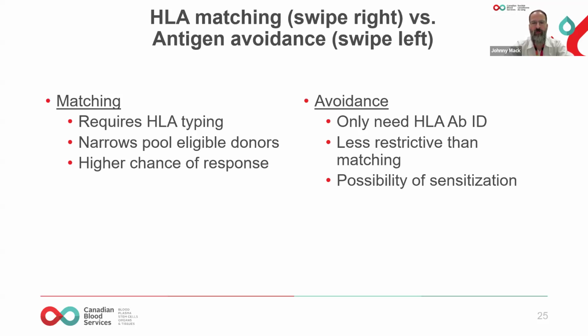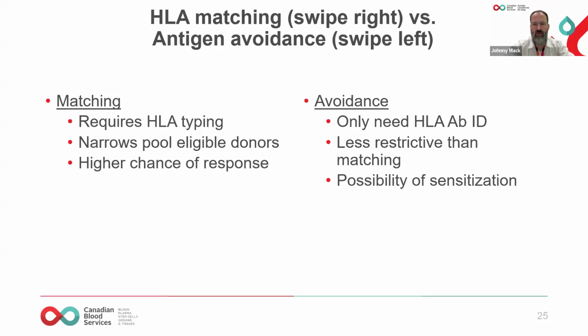The HLA antigen avoidance strategy has the advantage of only needing the HLA antibodies from the recipient. It's much less restrictive. If you're only going to be avoiding antigens and not insisting on a match for a donor, you have a bigger pool of donors to select from, but it has the downside of leading to potential sensitization. So in a recipient who's already demonstrated the capacity to form HLA antibodies, if you're not matching for their antigens, you may actually sensitize them further against other HLA antibodies. So there's a bit of a push and pull between the two strategies.